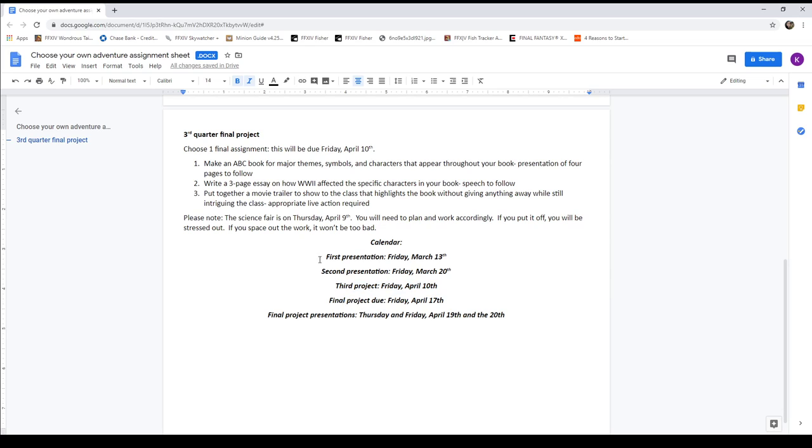Okay, for the final project, remember you have 3 choices here. How are you going to wrap up your summary of this book? Are you going to make an ABC book? And if you need more pictures from that, please let me know, and I'll send you an email with some pictures of some of the past projects. You can write a 3-page essay on how World War II affected the specific characters in your book, and there'll obviously be a speech to follow, which everyone's going to have a presentation here. And then for number 3, you could put together a movie trailer.